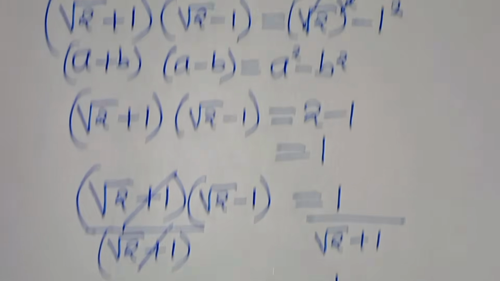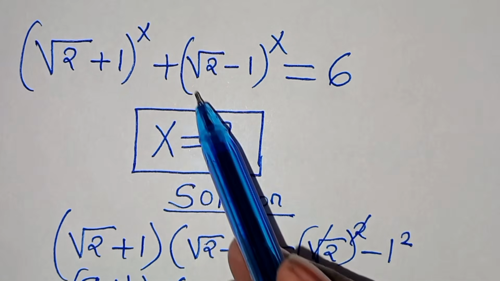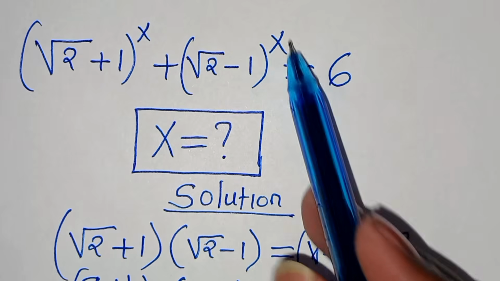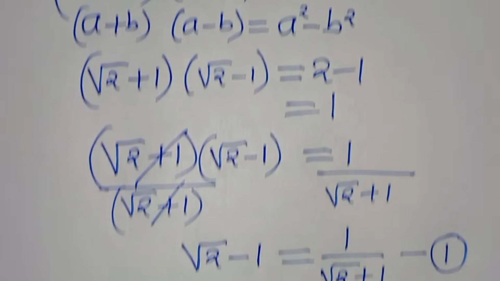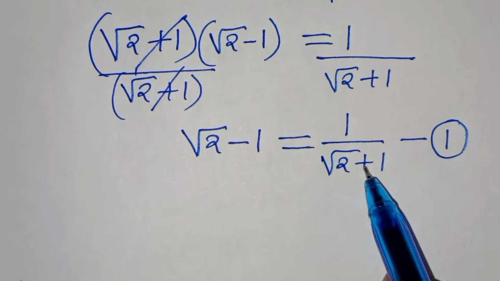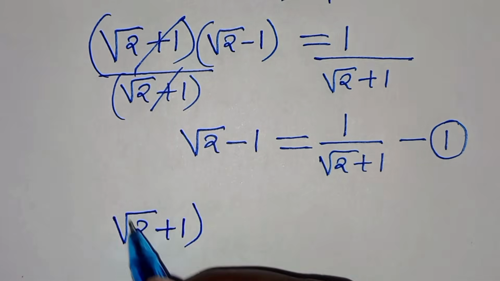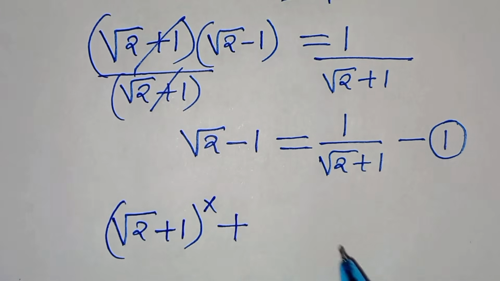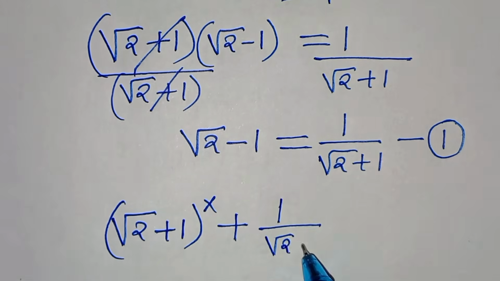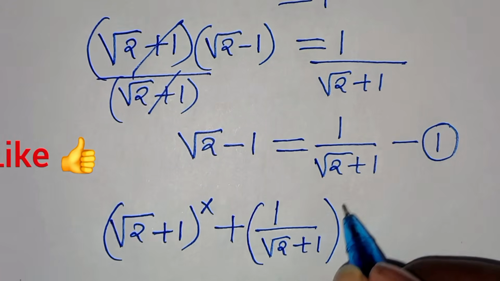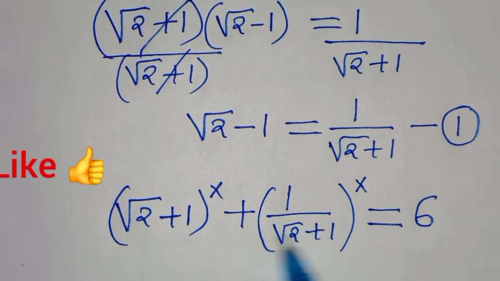Now let's go back to the original equation here. This is (√2 + 1)^x + (√2 − 1)^x. We can substitute √2 − 1 with 1 over (√2 + 1). So now we have (√2 + 1)^x + (1/(√2 + 1))^x, this is equal to 6. Now this is our new equation here.